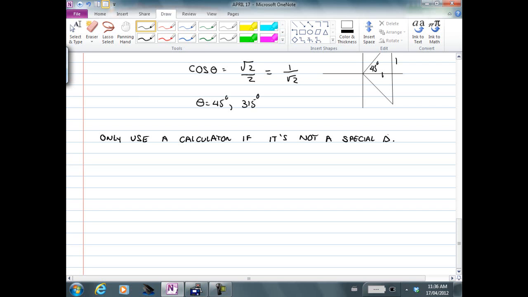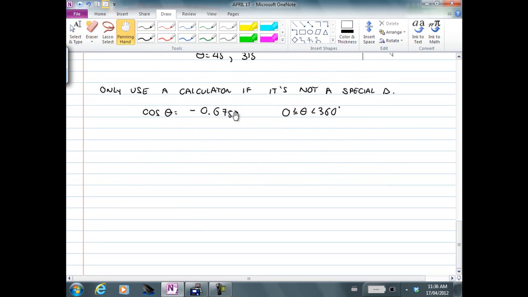But I'm going to give you one where it's not a special triangle. Solve for cos theta equals to negative 0.6753. 0 ≤ theta ≤ 360 again. I look at this number, and this is not something we ever did with before. Same concept. Draw your triangles right off the bat. Okay. That's a small angle. Do it. Draw my triangles right off the bat. Figure out what quadrant you're in, and draw the two triangles in that quadrant right now.